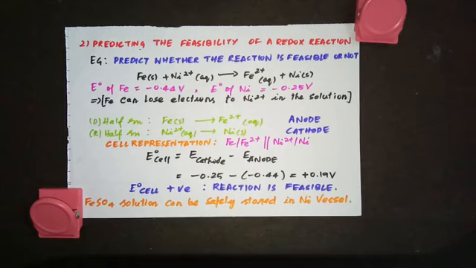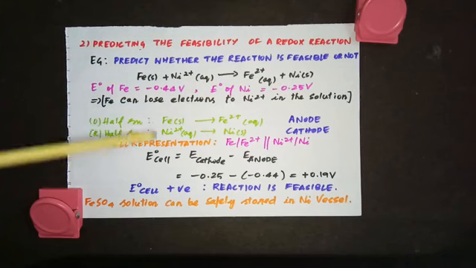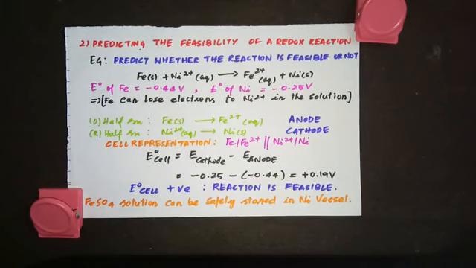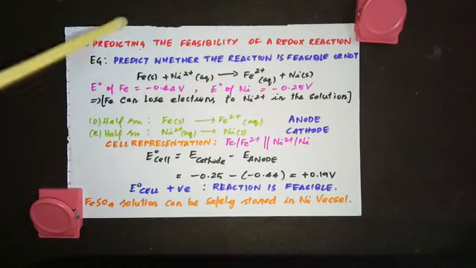However, you can do the reverse. You can store FeSO4 solution in a nickel vessel, because the reverse reaction is not going to happen. When you take the reverse reaction and try to calculate the E naught cell, you will get a negative value. So when you get a negative value, the reaction is not feasible. So you can safely store ferrous sulfate solution in a nickel vessel, but you cannot store nickel sulfate solution in an iron vessel. So this is another application of electrochemical series.